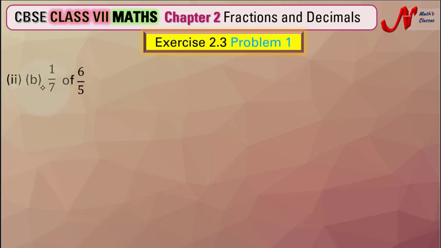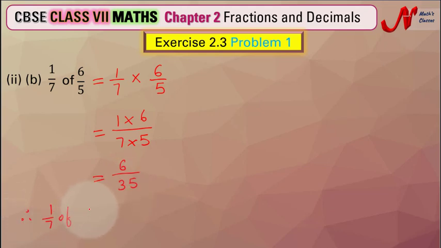Next we solve the second bit B problem. It is given that 1 by 7 of 6 by 5 is equal to 1 by 7 into 6 by 5, which is equal to 1 into 6 divided by 7 into 5. 1 into 6 is equal to 6. 7 into 5 is equal to 35. And therefore, 1 by 7 of 6 by 5 is equal to 6 by 35.